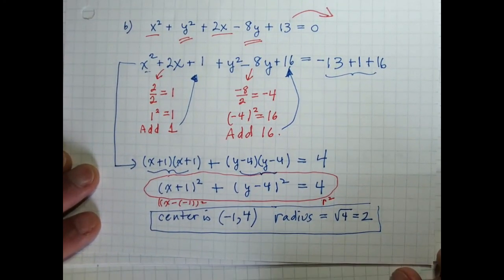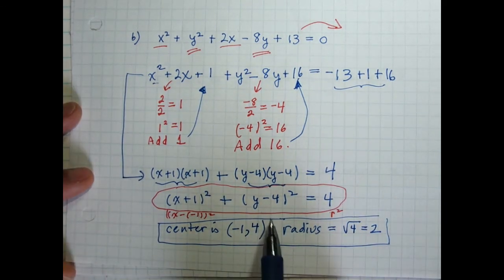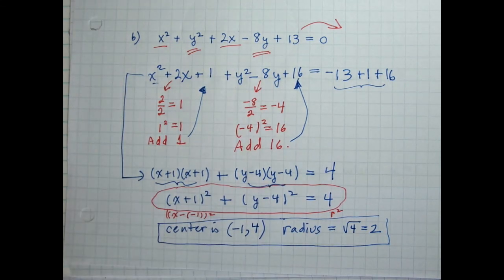And so that's a good example of converting an equation to standard form so that we can read off the important information about the center and the radius. So we'll stop there with this segment and do some more problems in part 3 coming up.